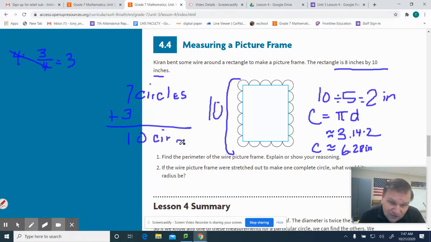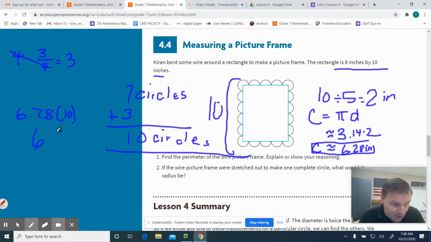So what I have to do is multiply the number of circles times the circumference of each circle. So I have 6.28 times 10, and that's going to give me approximately 62.8 inches is the perimeter of this picture frame. All right. If the picture frame were stretched out to make one complete circle, what would the radius be?